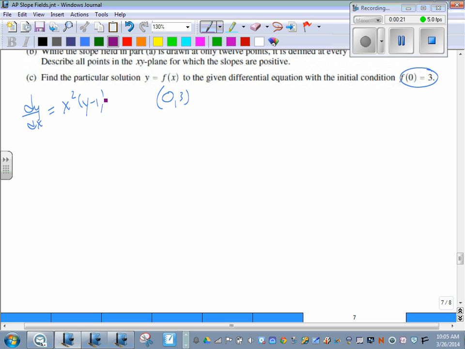First step, separating the variables. We're going to multiply both sides by dx. So dy equals x squared times (y minus 1) dx. But we want the x's over here. We don't want any y's. We need to move this y minus 1. So we're going to divide by y minus 1. We get 1 over (y minus 1) dy equals x squared dx.